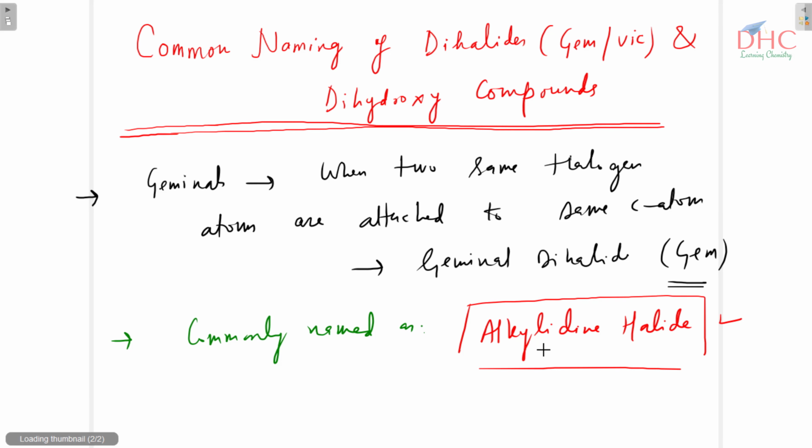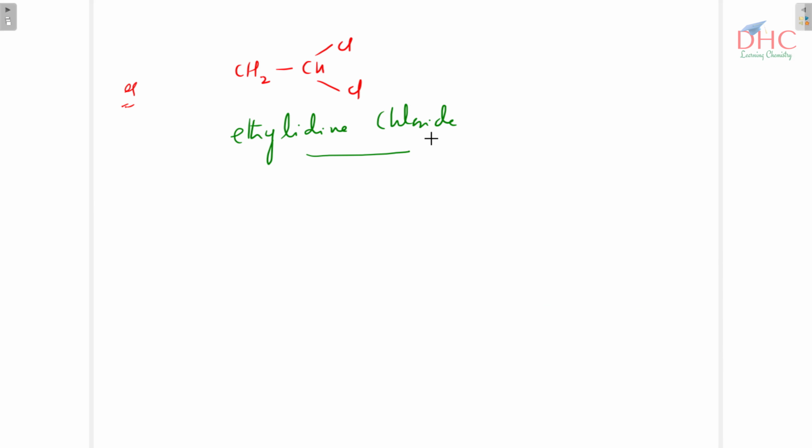if you have CH2 single bond Cl, so we have two same halogen atoms on the same carbon atom, we call this a geminal dihalide. Now the point is how they are named. Since there are two carbon atoms in it, we have ethylidine, then halide, meaning chloride. It's alkylidine halide, and mind it, it's not alkylidine dihalide, it is simply alkylidine halide. So we have two carbon atoms here, so it's ethylidine chloride.